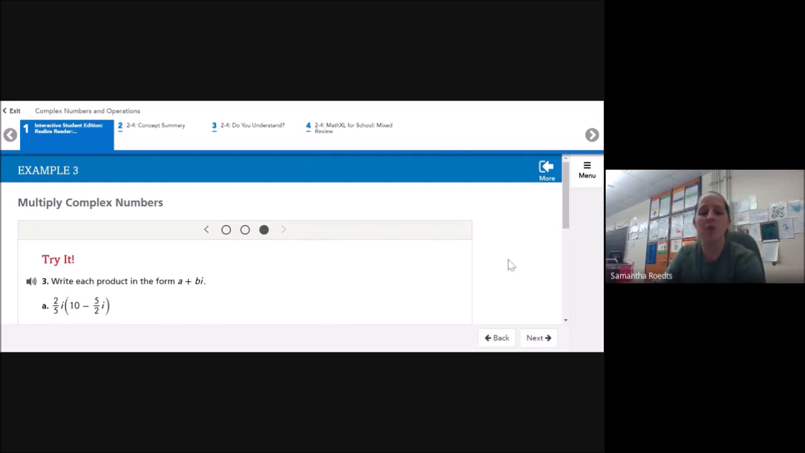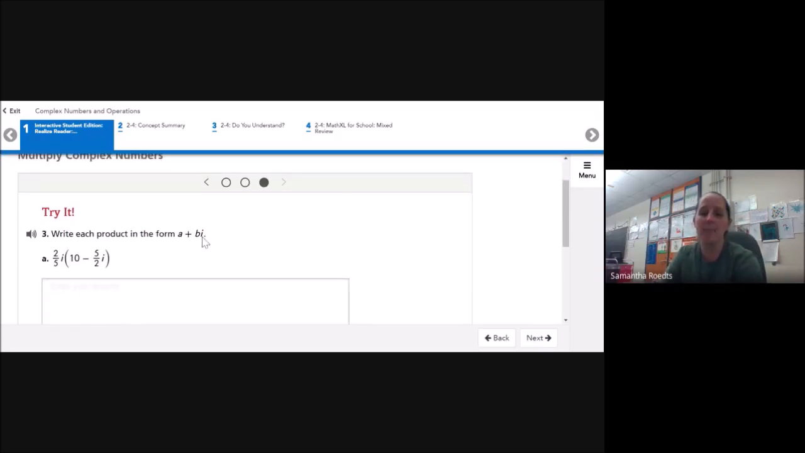All right, so let's go ahead and try it. Write each product in the form a plus bi. I'm going to take 2/5 i times 10 minus 5/2 i. So when I multiply through, 2/5 i times 10 equals 4i.